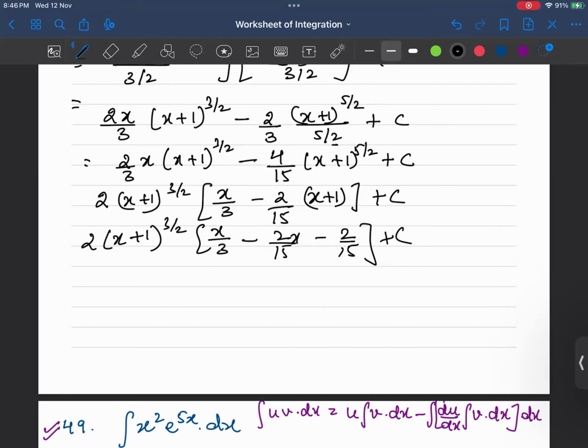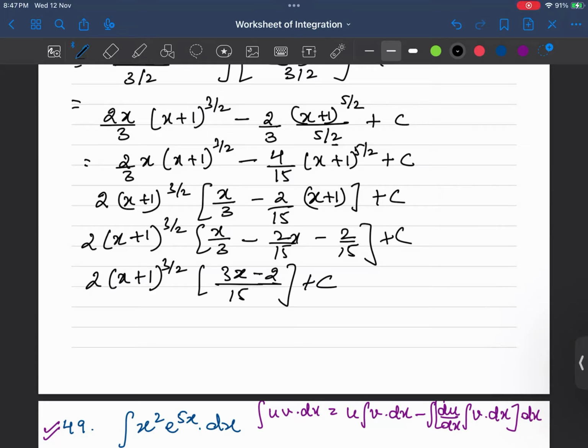Even if I want to leave it over here, or I can take the LCM of the one, the same thing, whatever I feel, I can write it as x plus 1 by 2. If I take the LCM, it would be 15. It would be 5x, and it would be minus 2x. 5x minus 2 would be 3x minus 2 plus c, right?